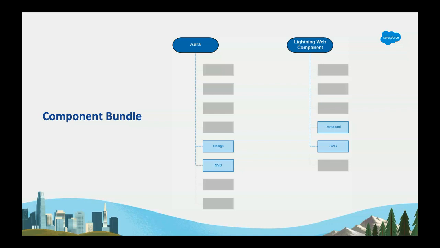Similarly, in the Lightning Web component bundle, we're going to be focusing on the meta XML file. A lot of what goes into the design file in Aura components goes into the meta XML file in LWC. And again, like in Aura, the SVG file as well.